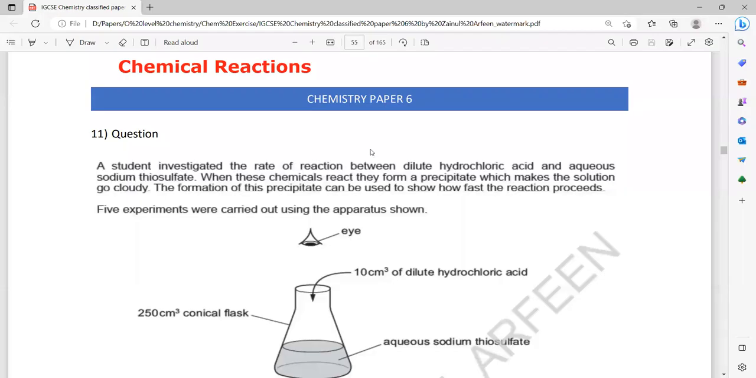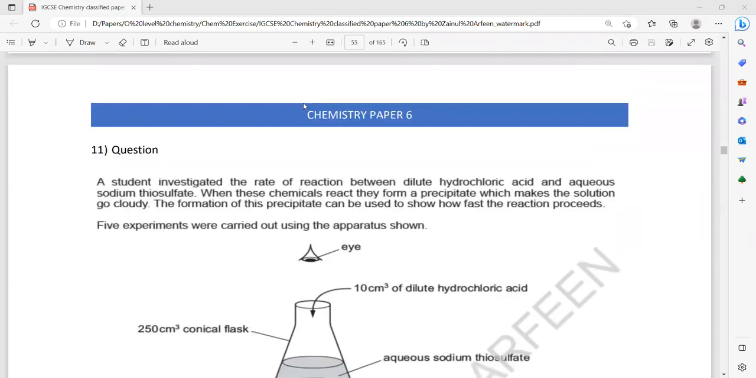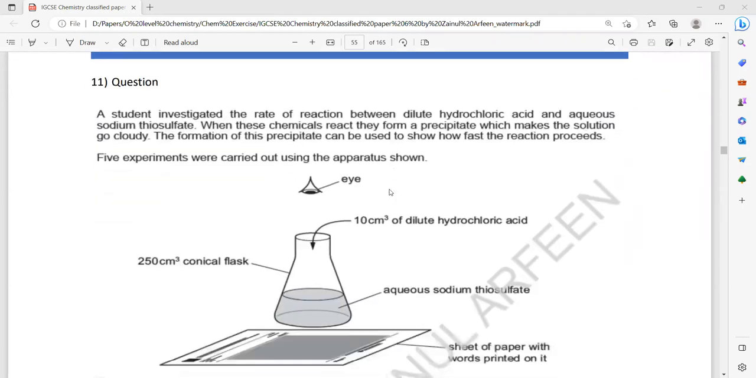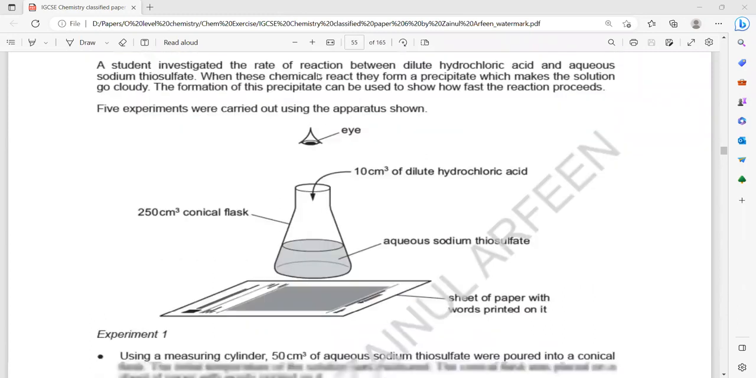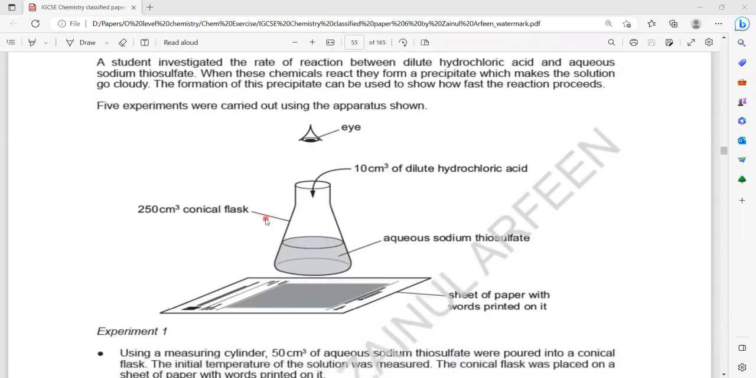So question 11 from the classified paper 6, chemical reaction topic. A student is investigating the rate of reaction between hydrochloric acid and sodium thiosulfate. What actually happens when hydrochloric acid mixes with sodium thiosulfate? As a result, it will produce sulfur, which will be a precipitate, and the text underneath will start to disappear.